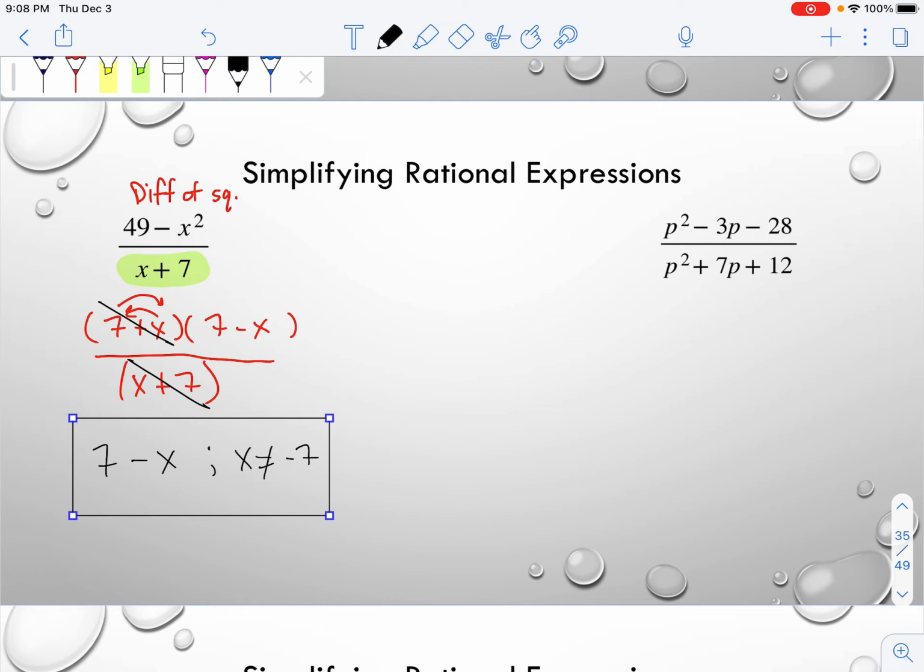The next one to the right here, we see p squared minus 3p minus 28 over p squared plus 7p plus 12. This is a common mistake of doing this. We cannot simply cancel out the p squareds. Instead, rewrite it as a product of its factors. If we factor the numerator here, what multiplies to be -28 and adds to give you -3? And that is +4, -7.